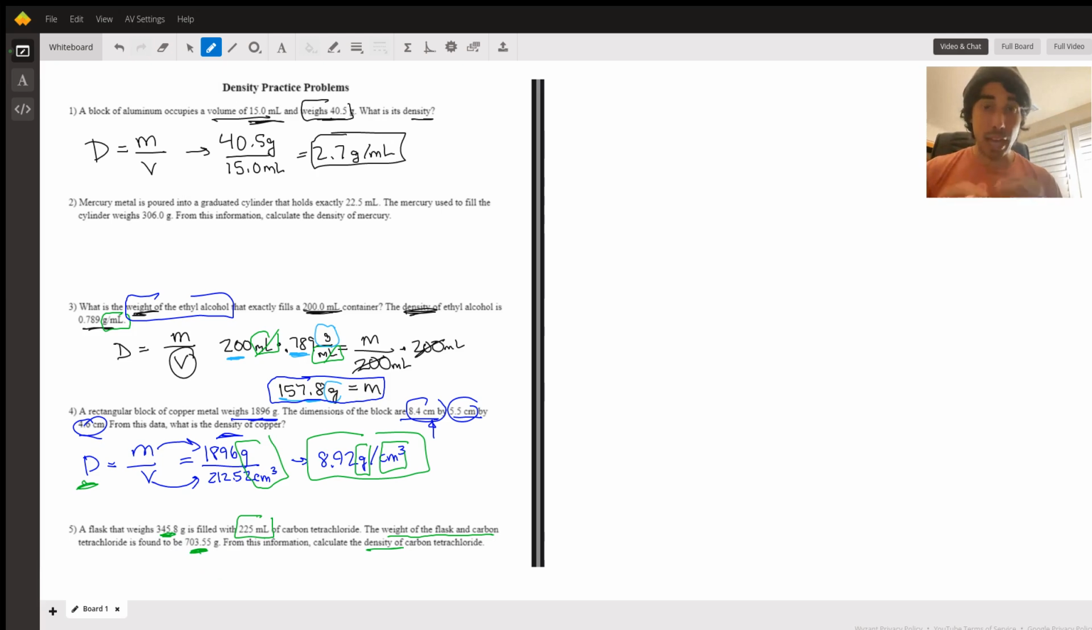So when we want the actual mass that we're going to use, and when we set up this equation, we know what to plug in for the volume, right? That's going to be this guy right here. But when we're trying to figure out what to plug in for mass, make sure you take the total mass, subtract the mass of the flask, right? Because whatever you'll be left with, that's the mass of the carbon tetrachloride. So then it'll be mass over volume. That'll be your answer for the density.